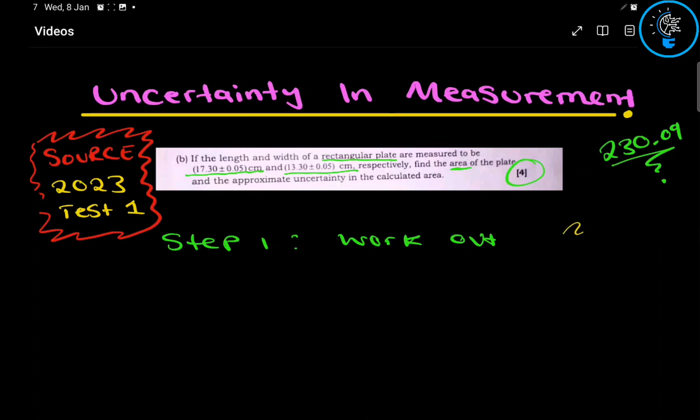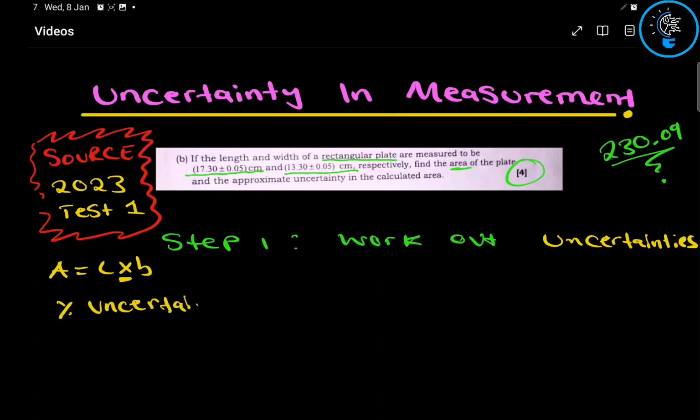Now let's lab everything and work out the uncertainty of our solution. So this time we are saying we work out the uncertainties. Now, to work out the uncertainties, we are dealing with what? Multiplication. We said area is equal to L times B. So we are dealing with multiplication, so we need to add the percentage uncertainty. Take note of that. We add percentage uncertainty. Okay, let's find the percentage uncertainty.